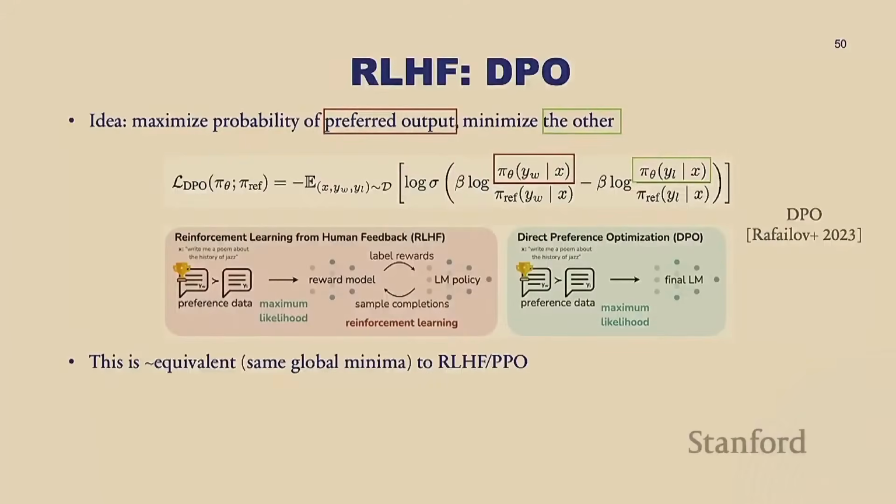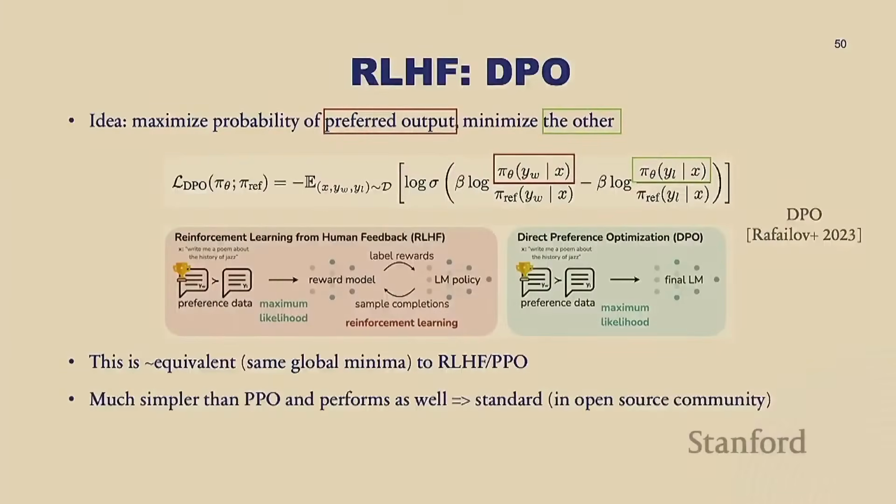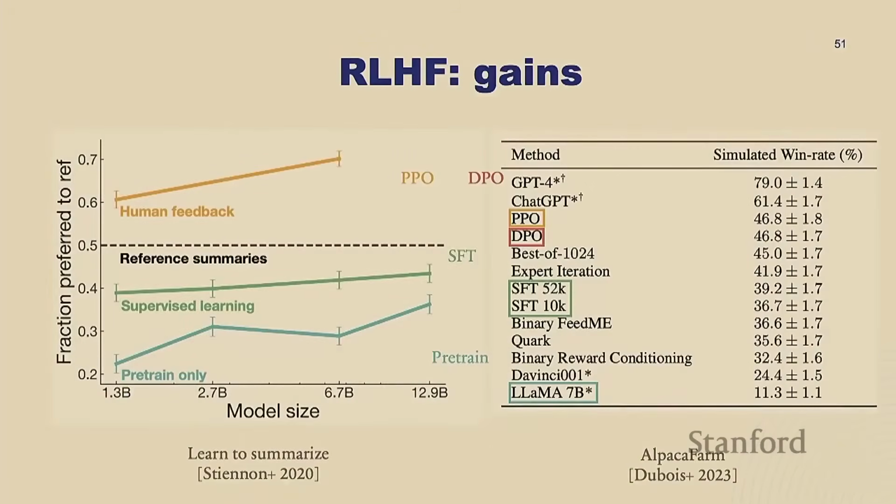In practice, it happens that there are none. I think it's just that a lot of people in this team were reinforcement learning experts, including the main author of PPO, John Schulman. DPO is much simpler than PPO, and it basically performs as well. So now this is the standard thing that people use, at least in the open source community, and I believe it's actually the standard also in industry. So that's called DPO.